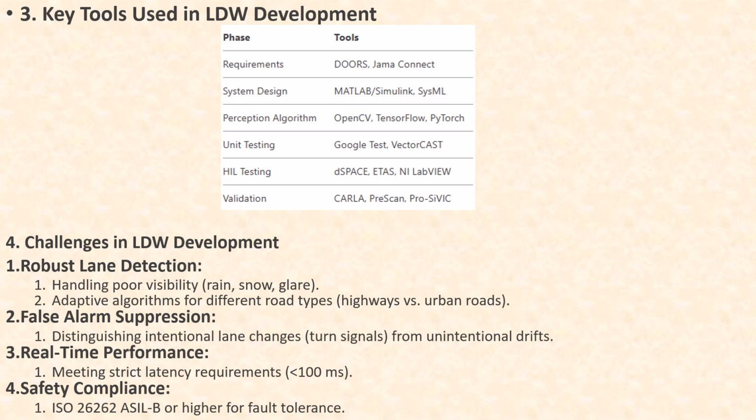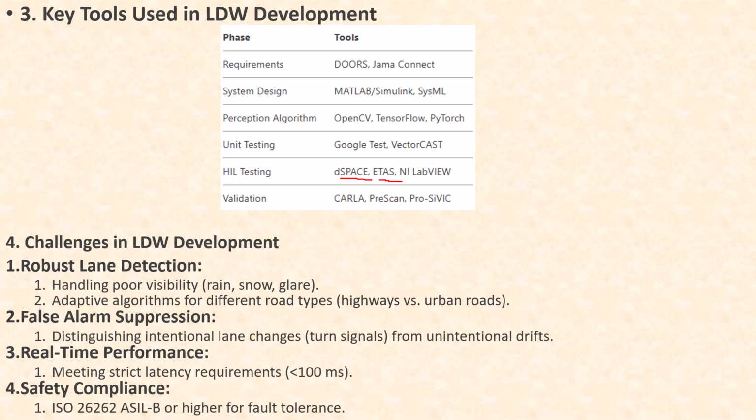Next is system design. MATLAB, Simulink, SysML, these are the tools with the help of which the system is designed. Next come the perception algorithms, where tools like PyTorch, TensorFlow, OpenCV are used. Next is unit testing: VectorCast, Google Test, HIL testing, dSPACE. Especially these dSPACE rigs are very famous. In second place is ETAS, but most of the OEMs are unanimously buying these dSPACE rigs for HIL testing.